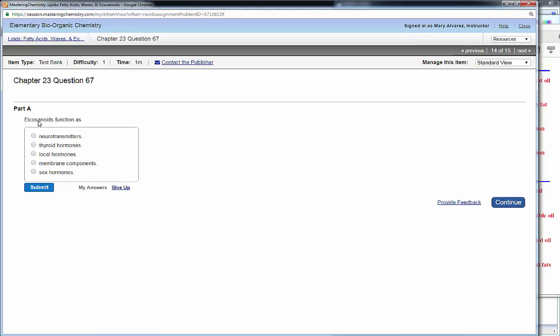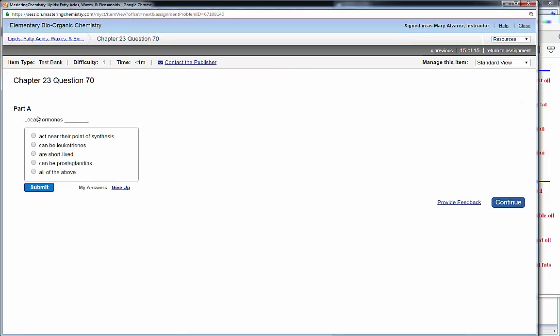All right, eicosanoids, what do they do? They function as local hormones. Local just means that they act at or near the point where they're actually synthesized. So these are not ones which your body creates to move through the bloodstream and basically do work all over the body. Just in one little spot.